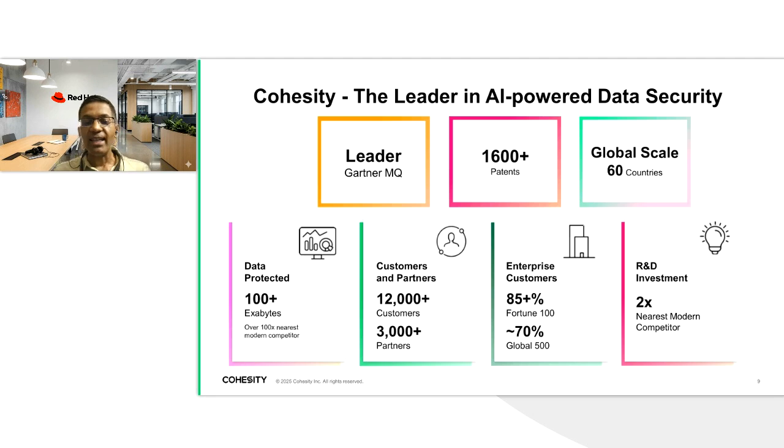And the joint scale is also immense. We have over 12,000 customers, over 3,000 partners, and our products are really deployed in some of the most complex and challenging environments. Over 85% of the Fortune 100 and over 70% of the Global 500 have chosen to repose their faith in us, which is a true reflection of what we bring to the table. And our joint R&D investment is also pretty large and a key strength for us.